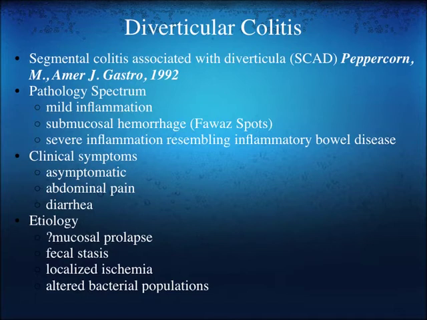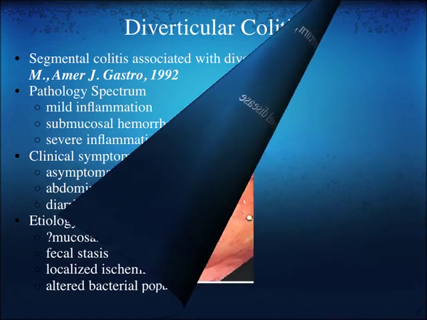Patients can develop abdominal pain, diarrhea, and it results in an inflammatory change amidst the diverticular orifices, and also one can see submucosal hemorrhage. These little spots are called Fawaz spots, for those that want to impress their friends and family. The etiology is not known. The thought is perhaps high pressures cause trauma to the lining, that there's prolapse and squeezing of the folds, maybe stasis, ischemia, and another unexplored etiology is altered bacterial population.